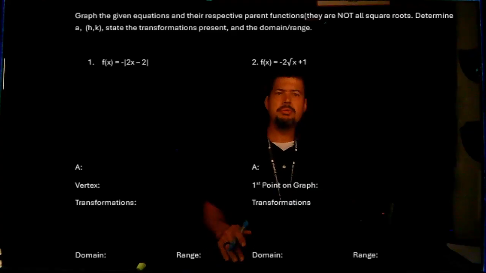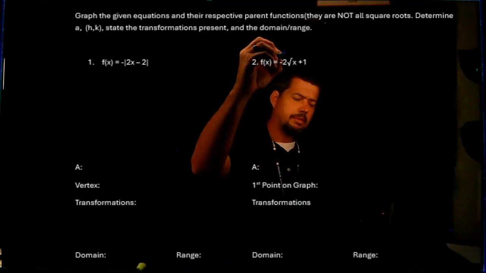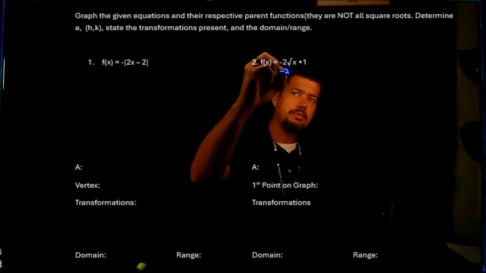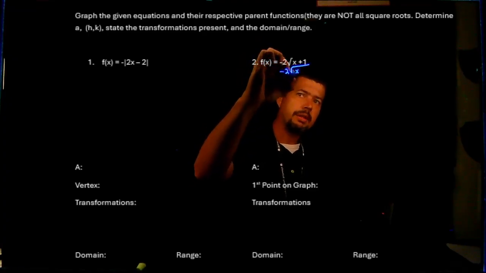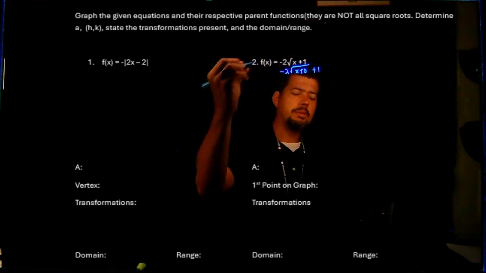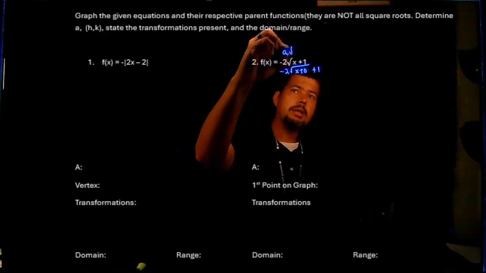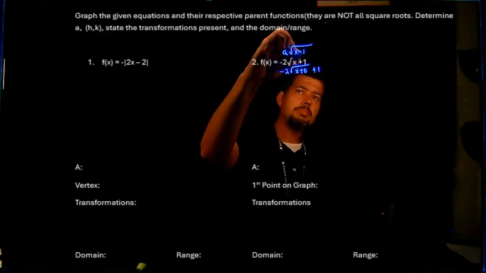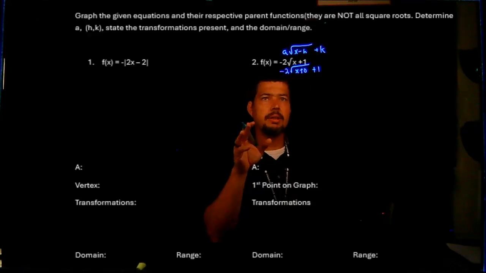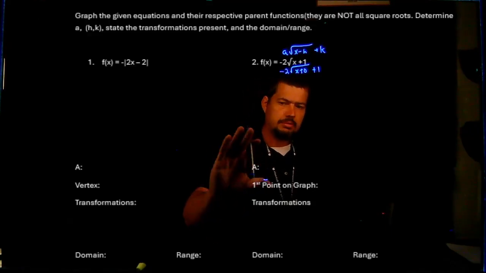It's -2 square roots of x plus 1. And what we're going to do is rewrite this just briefly as -2 square roots of x plus 0, because you can add 0 to anything and not change it, plus 1. I'm doing that so I can line up with my form, a square roots of x minus h plus k. Get that through your heads. It's a lineup process, okay? That's all it is.